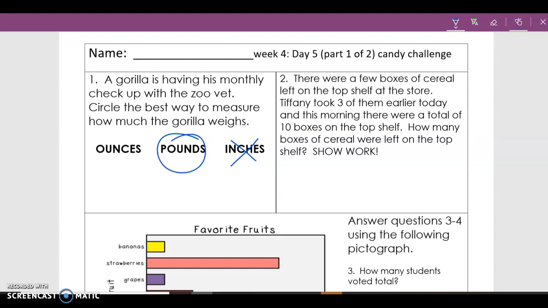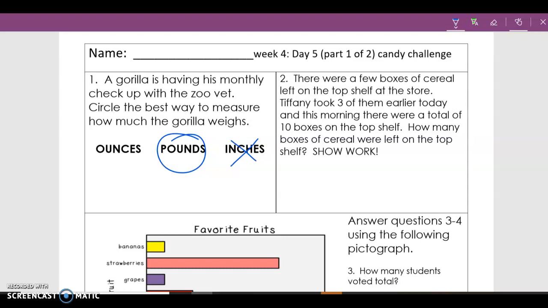There were a few boxes of cereal left on the top shelf of the store. Tiffany took 3 of them earlier today, and this morning there were a total of 10 boxes on the top shelf. How many boxes of cereal were left on the top shelf? So this one takes a couple of steps in figuring out what's missing. There's a few boxes left.